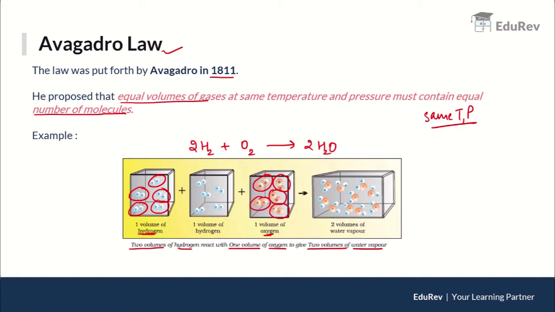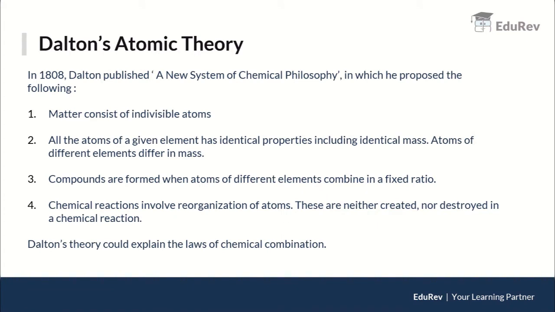Similarly, if we look at 2 volumes of hydrogen and 2 volumes of water vapor, how many will there be in 2 volumes? 10 molecules. And the overall molecules of water vapor, if you count, this also comes out to be 10, right? So this law is verified. So you have understood the laws of chemical combination. Let us now understand Dalton's atomic theory. This theory could explain the laws of chemical combination.